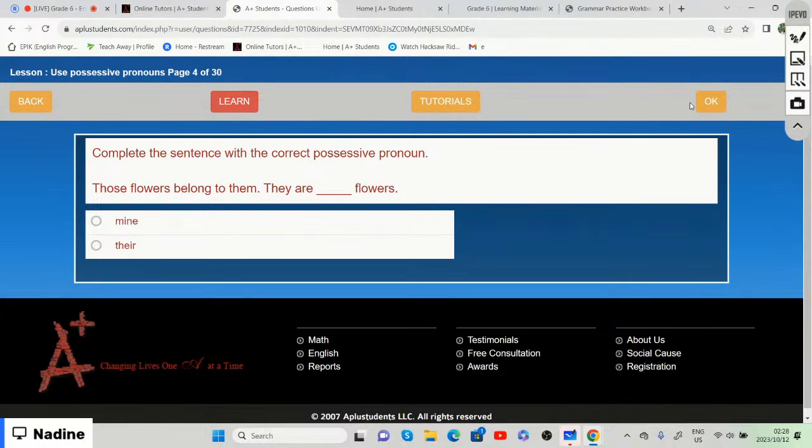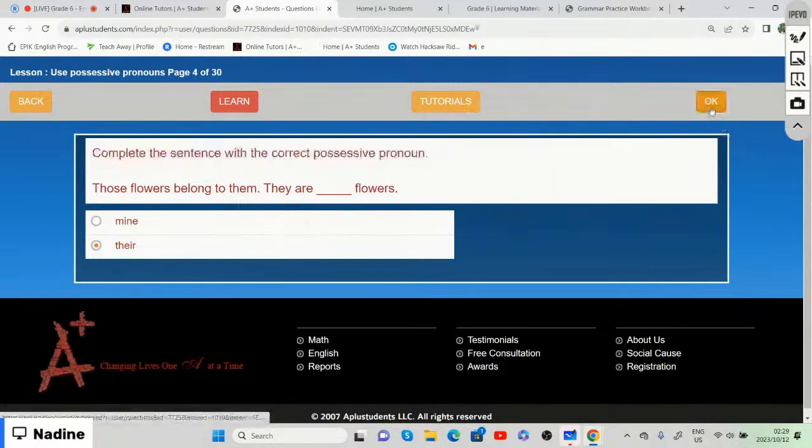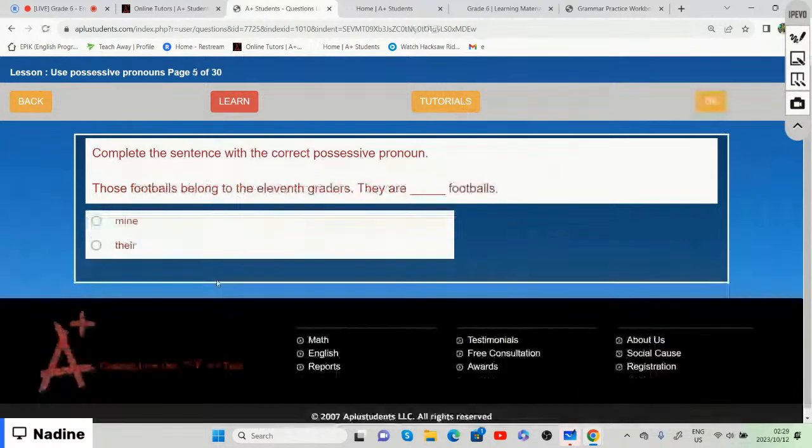All right, so which means that if we were to correct the possessive noun and it says those flowers belong to them, then we can say they are their flowers. It is theirs. It belongs to them, it is theirs. Yes, so that is correct.